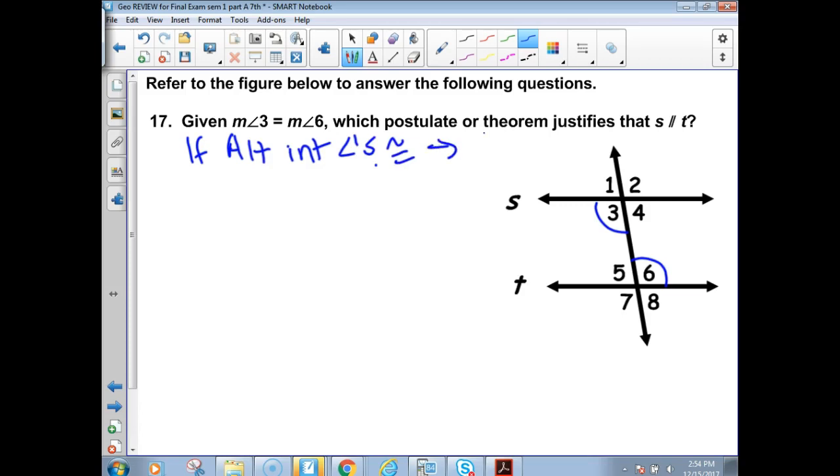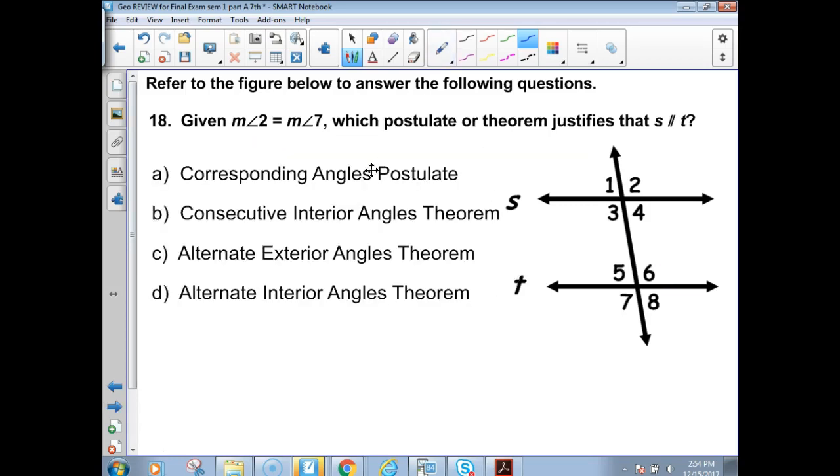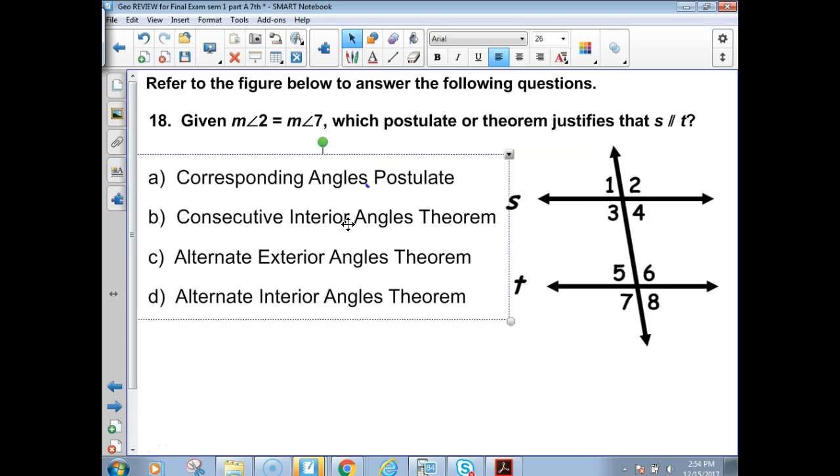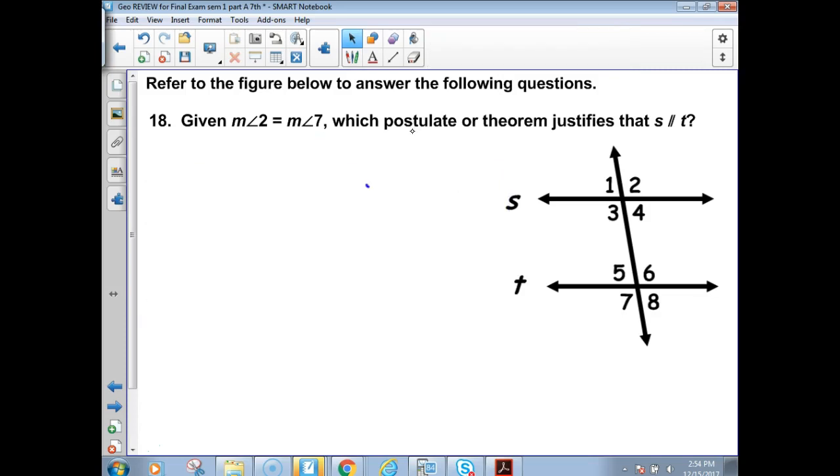Okay, then you've got parallel lines. Remember we used the arrow for implies or then, or you can write the word then. It is the converse of the alternate interior angles theorem. 18, I need to get rid of that junk too, since it's wrong.